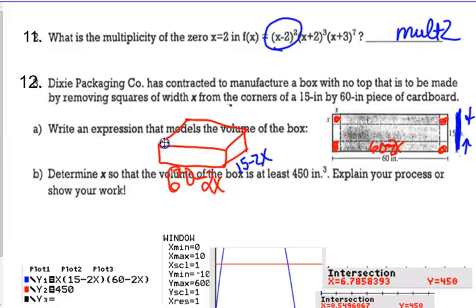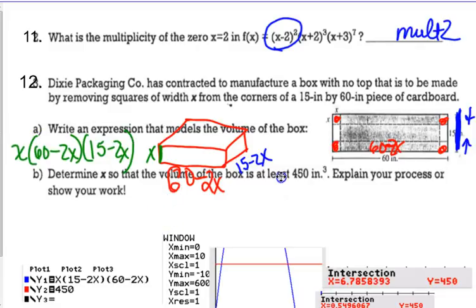Now what is the height of our box? Yeah, it's just whatever that X is. So volume, you just take all three of those dimensions and you multiply, yes? Length times width times height. So for A, the expression would be X times 60 minus 2X times 15 minus 2X.